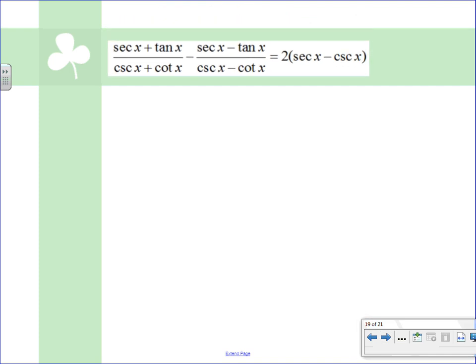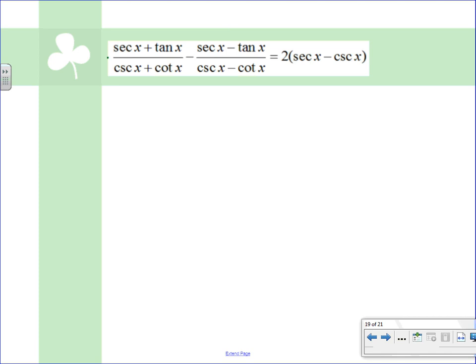All right, last identity we're going to prove in this lesson, this guy. Again, we see this plus minus situation happening. Also, if we think about what we're seeing here, secant and tangent, cosecant and cotangent, those are related to one another with the Pythagorean identity. We can't use that yet because it's not squared. So again, conjugates in this problem are going to help.